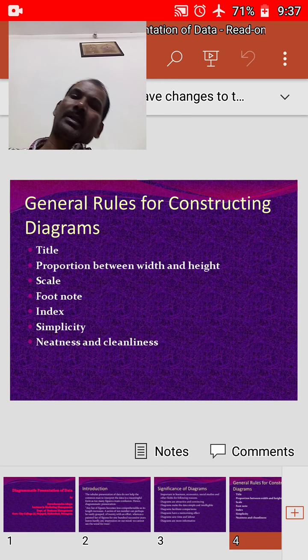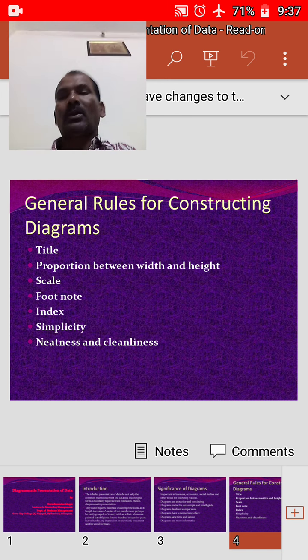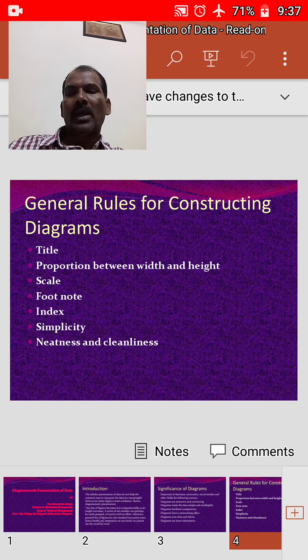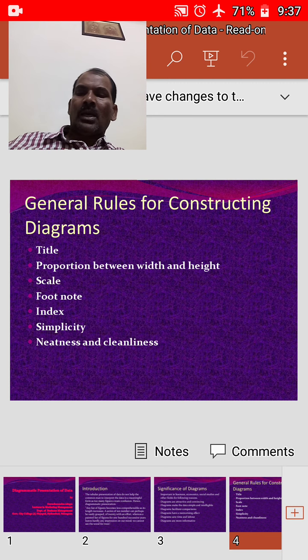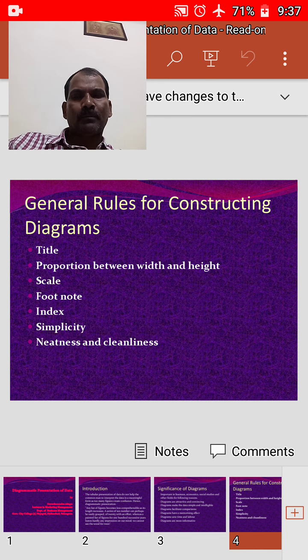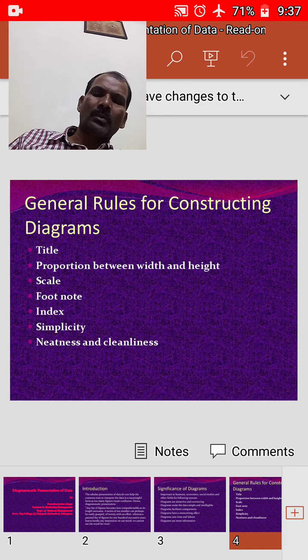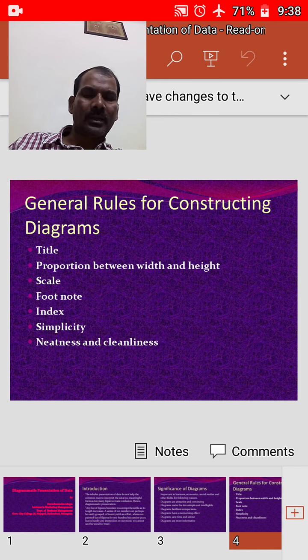General rules for constructing diagrams. What are the general rules? We will discuss now. Diagrams must portray the information in a simple, attractive, clear, and understandable manner. Hence, construction of diagrams requires both talent and artistic qualities. The following general rules should be followed while constructing the diagrams.